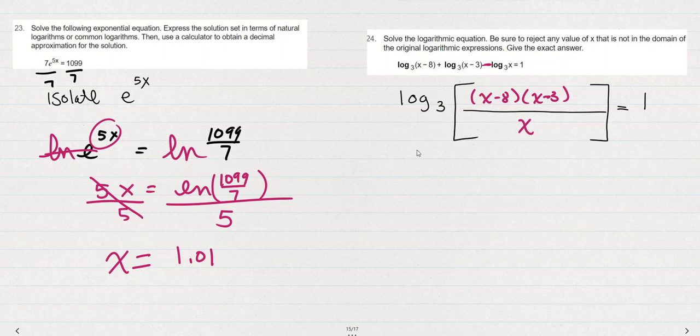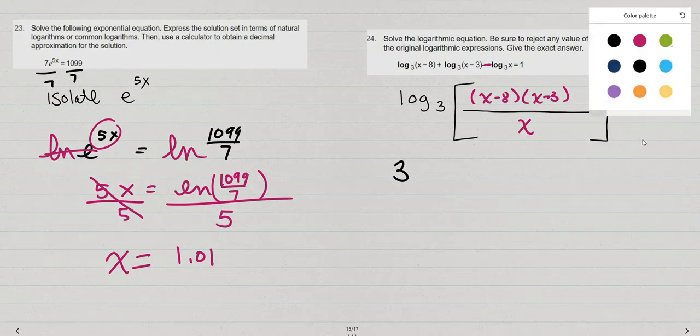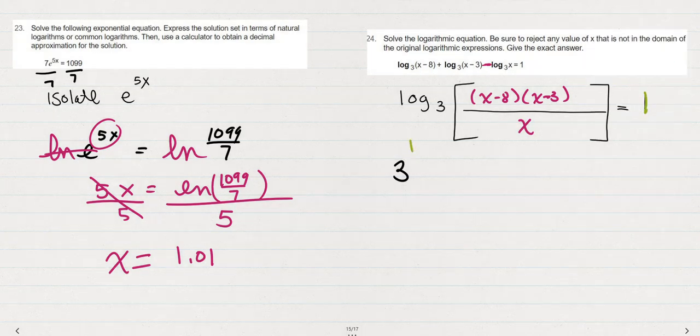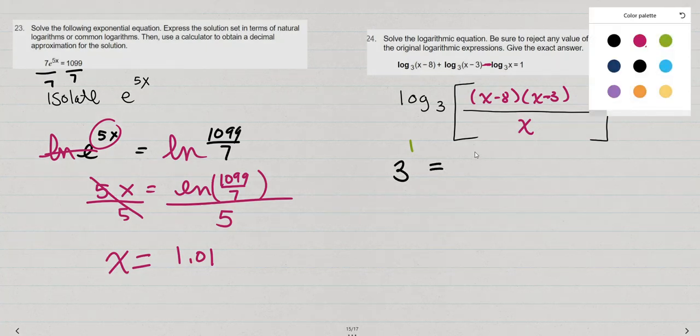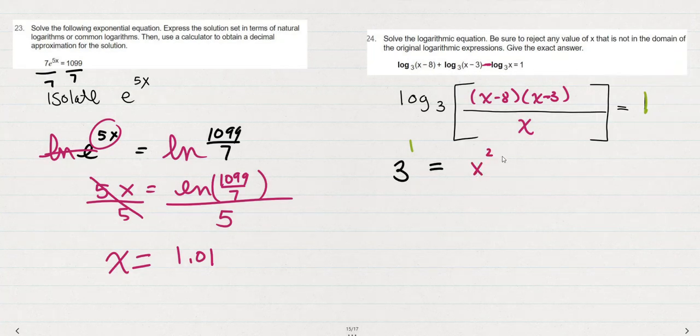So this is the base 3. The exponent is this 1 over here. So 3 to the 1 is going to be equal to the argument. That's this x minus 8 times x minus 3. It's x squared minus 11x plus 24 divided by x. And to solve that, now it's kind of like a quadratic, but more like a rational equation.